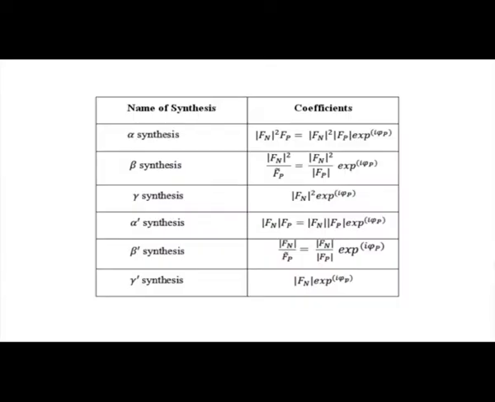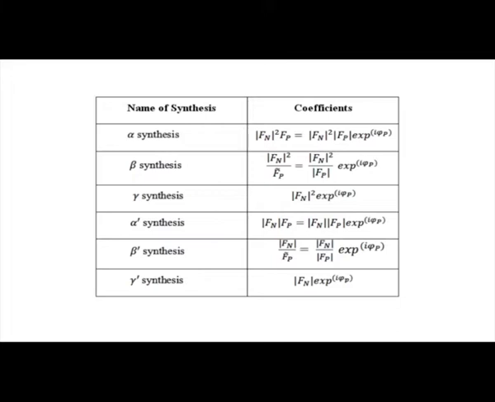What do you mean by alpha synthesis? Everything is Fourier synthesis only. These were proposed by Ramachandran and his colleagues. When you say alpha synthesis, your mod F_hkl in equation 5 is replaced by mod F_1 squared multiplied by F_p. F_p is a complex quantity, a structure factor, which can be written as mod F_p e to the power i phi_p.